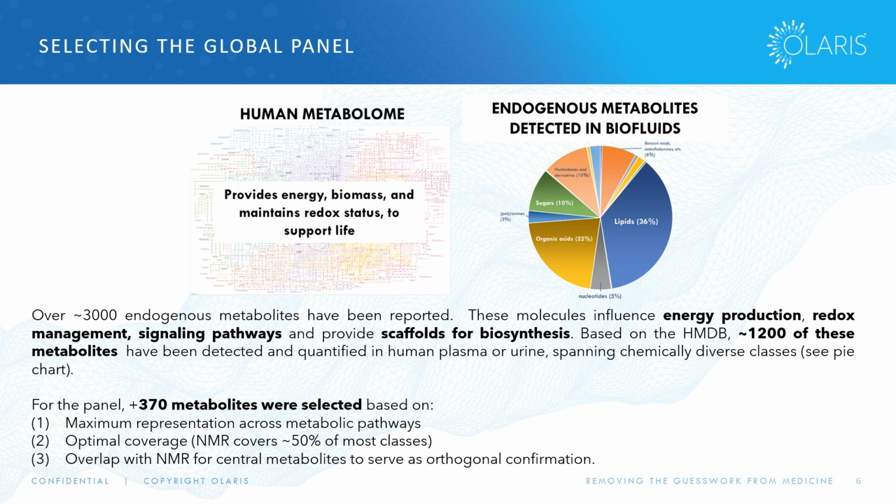And it was based on a number of things. We wanted to have maximum representation across metabolic pathways. We wanted to have optimal coverage. The NMR covers about 50% of most classes, and so we wanted to improve coverage as well. But then we also wanted to have overlap with NMR for certain classes, specifically central metabolites, to serve as an orthogonal confirmation from our NMR findings as well.